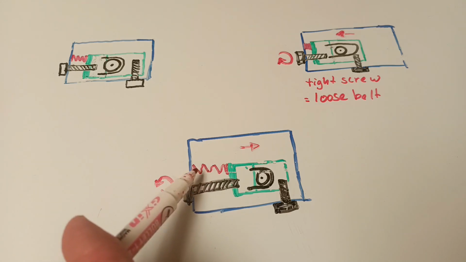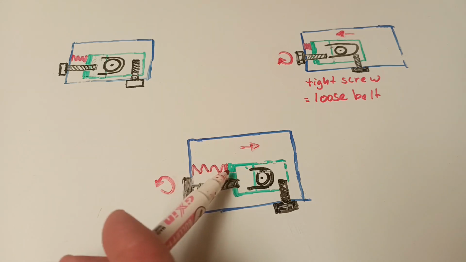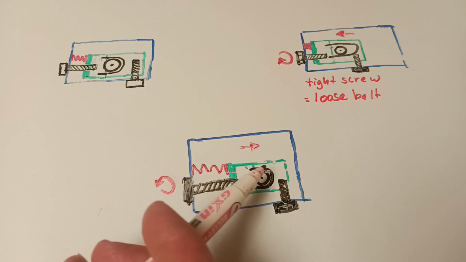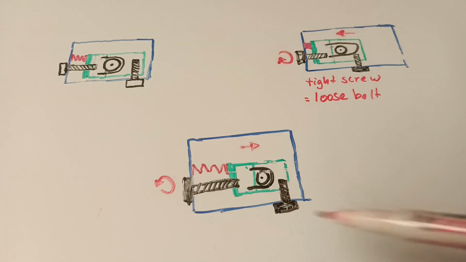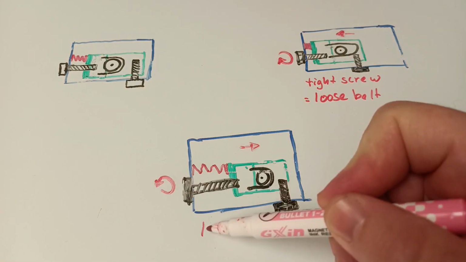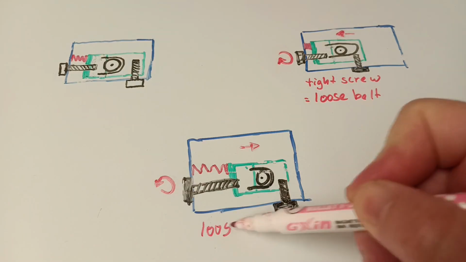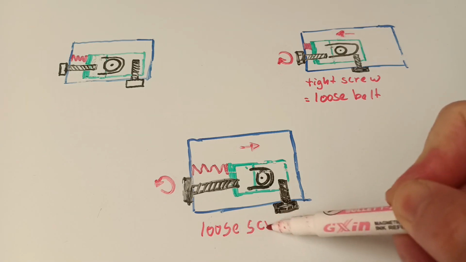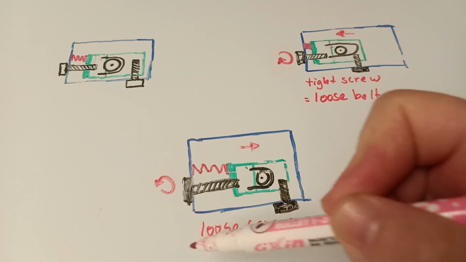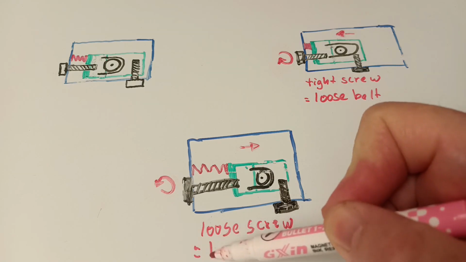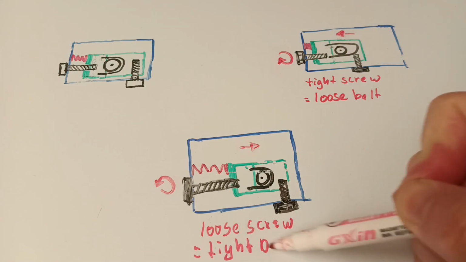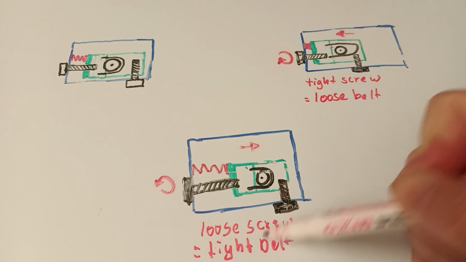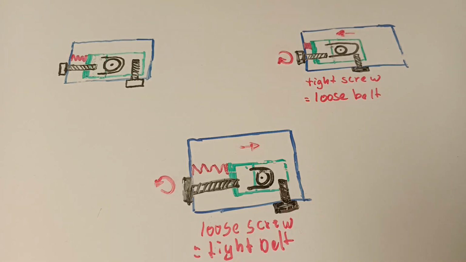If you now loosen the screw, turn it counterclockwise, this spring extends and puts therefore more pressure on the belt and therefore tightens the belt. So, loose screw equals tight belt. That is a little bit counterintuitive.